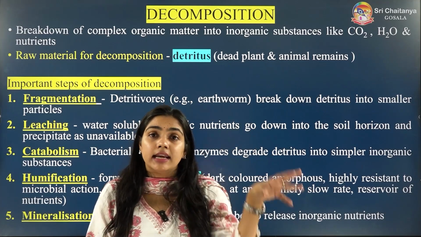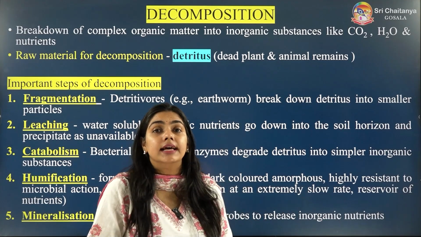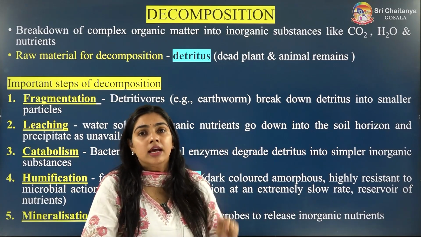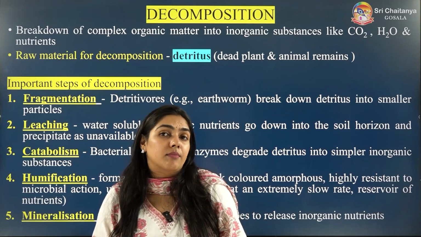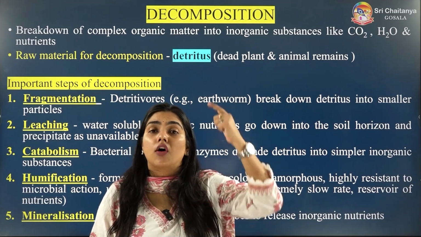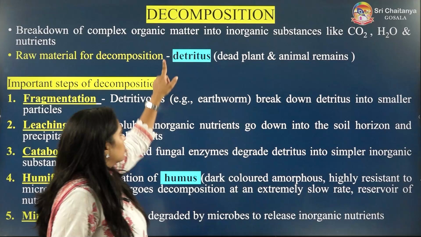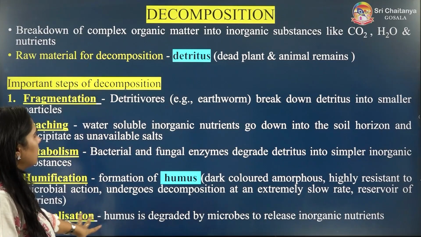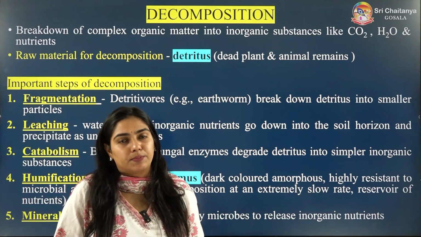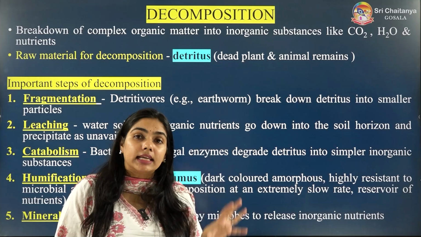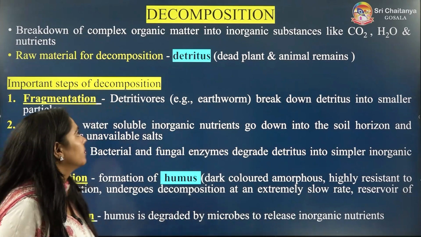So this dead and decaying organic matter is called detritus. Dead and decaying organic matter is the raw material for decomposition. So that is the process which will occur in a total of 5 steps. So let us discuss the details of decomposition, right?